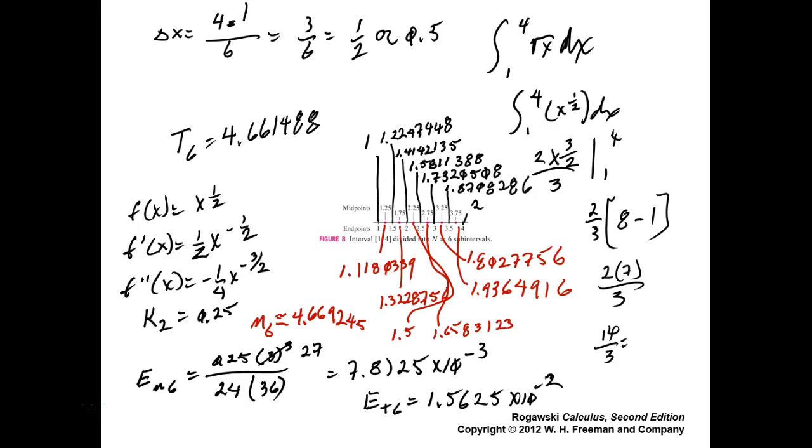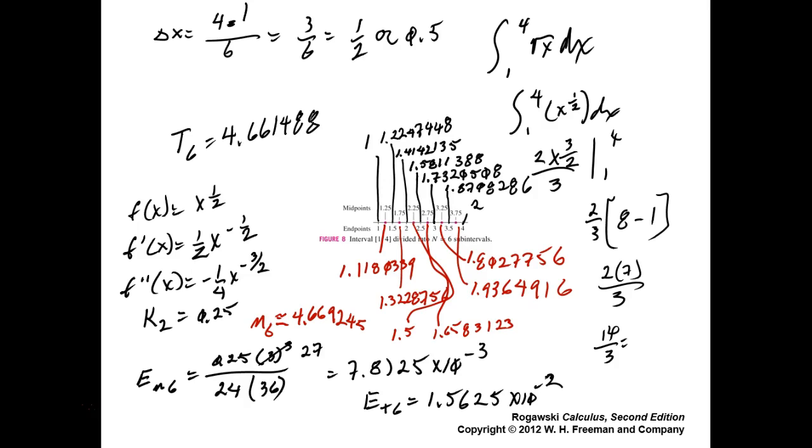3 cubed is still going to be 27. Only the denominator is now 12 times 36, not 24 times 36. You get basically almost the same. The same thing. Yeah, because it's twice the other. Okay.